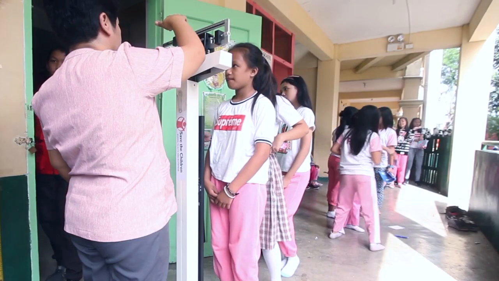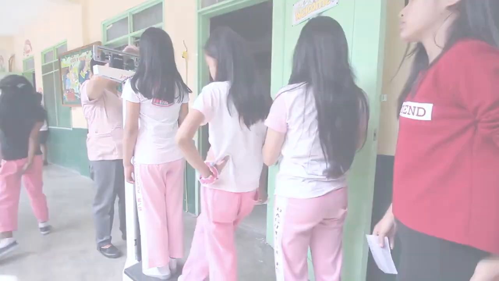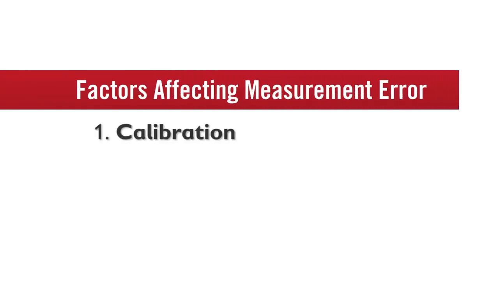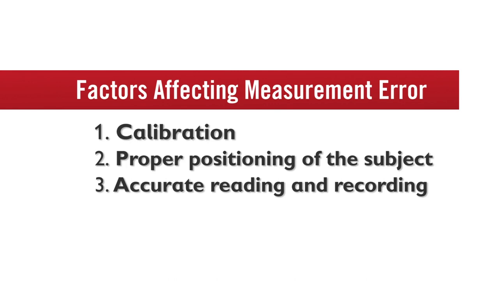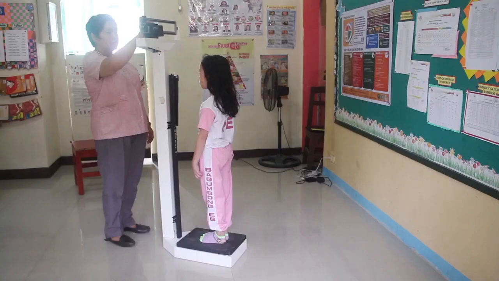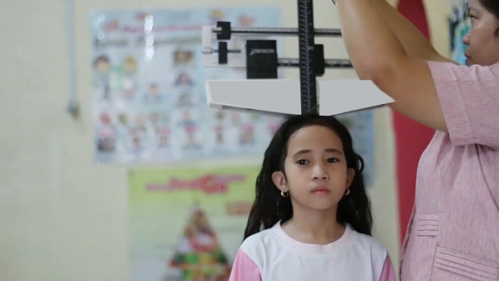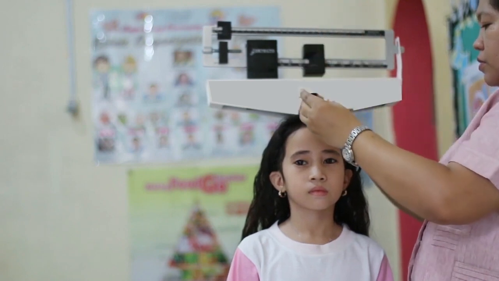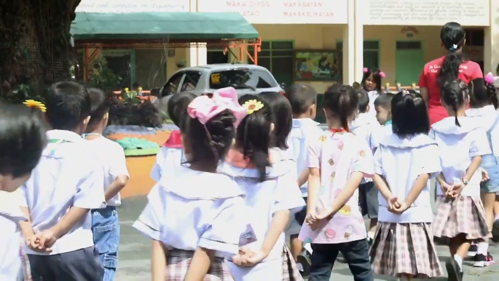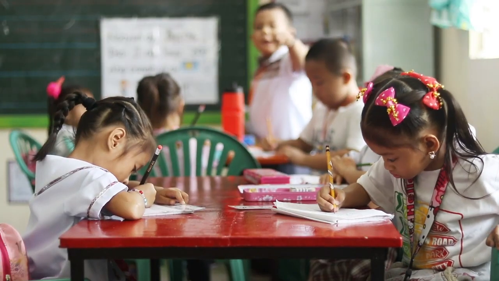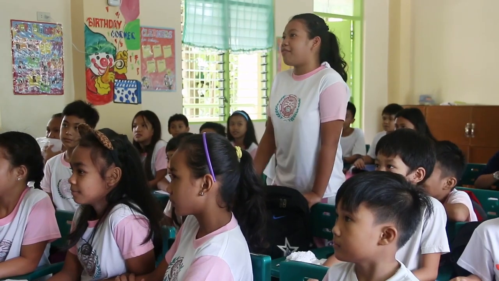Always remember that measurement errors will only occur if preparations needed are not observed before the actual measurement. That is calibration, the proper positioning of the subject, and the accurate reading and recording. It will be good also to do several practices to promote good and accurate measurement of weight and height of our students. Nutritional assessment must be conducted to all students annually.